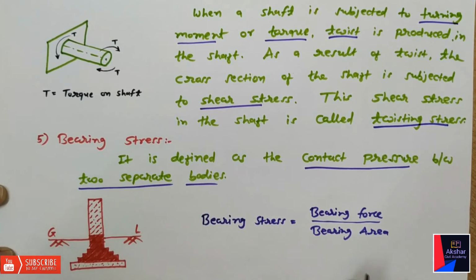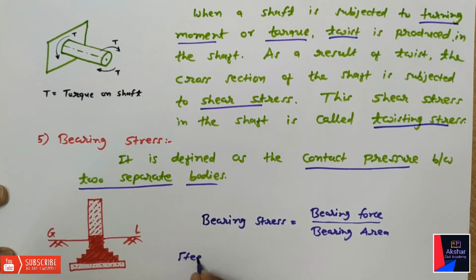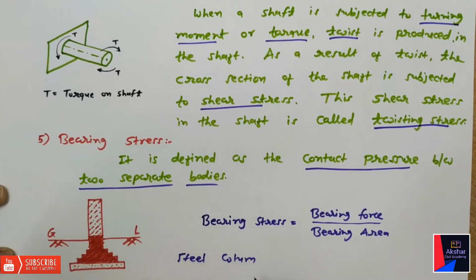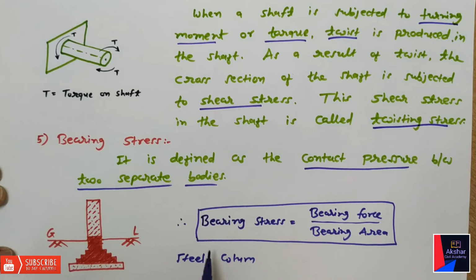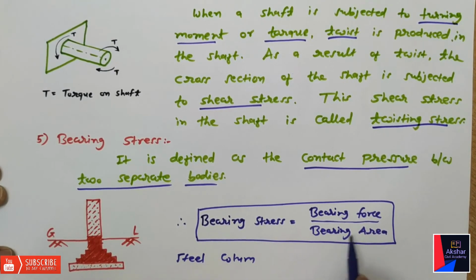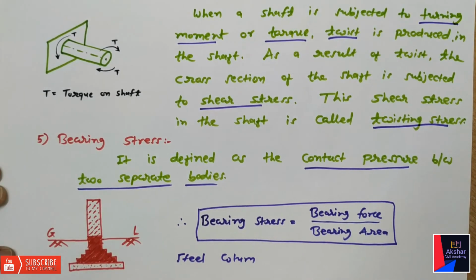For example, a steel column transfers the load acting on it. In this way, we can say bearing stress is equal to bearing force over bearing area.